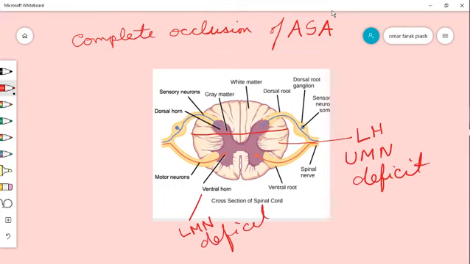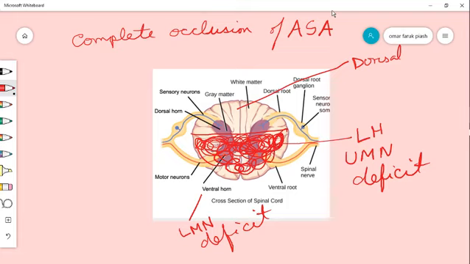But here the dorsal column is spared. So fine touch, proprioception, 2-point discrimination are all spared in complete occlusion of anterior spinal artery, and the whole area is involved. If you see a section like this, where the whole area is involved but the dorsal column is spared, that time you can confirm that this is complete occlusion of anterior spinal artery.